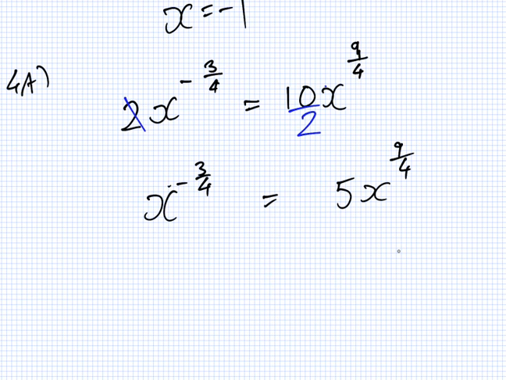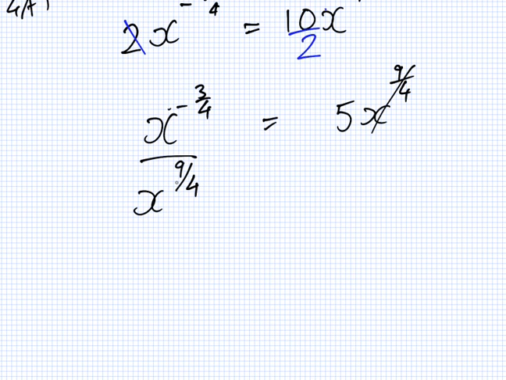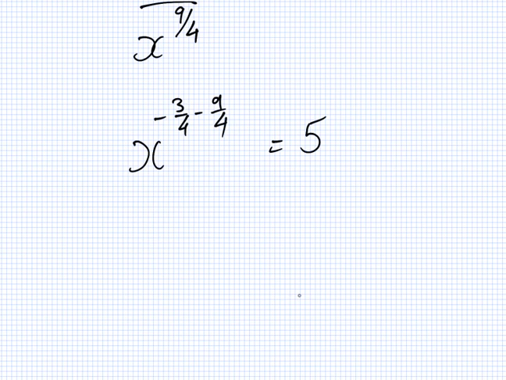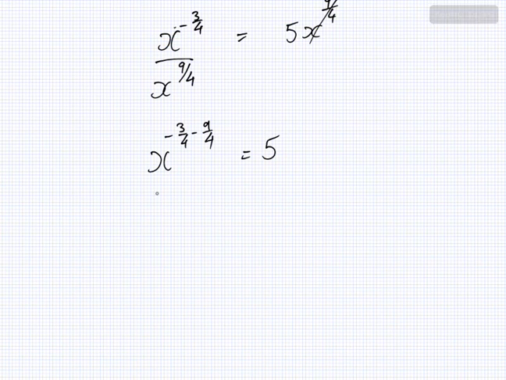Now there's 2 ways to do it. So the first way I could do it is I could bring this down here on the left. So then that's gone. And then when I divide, what do I do to the powers? I subtract them. So I have minus 3/4 minus 9/4 equals 5. So then I get x power minus 3 here equals 5, because 3/4 minus 9/4 is minus 3.